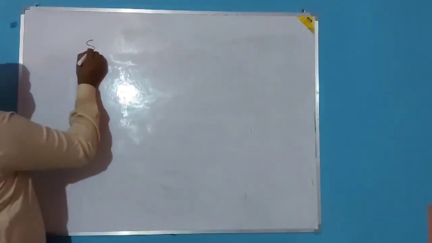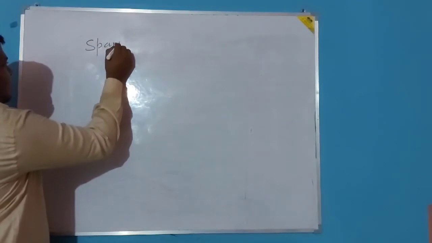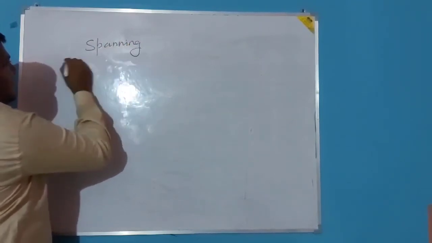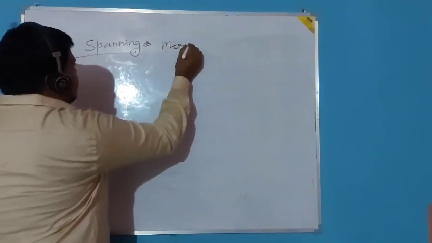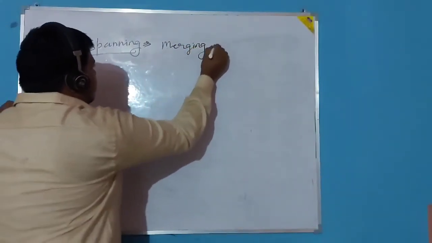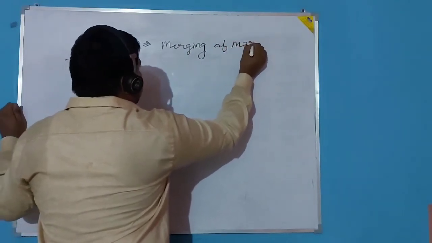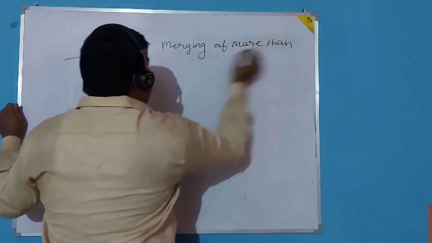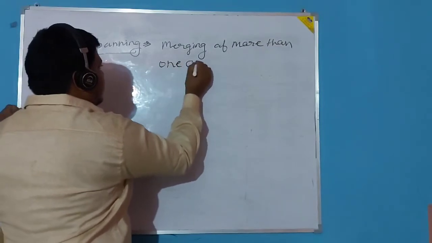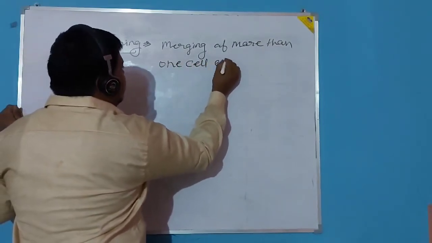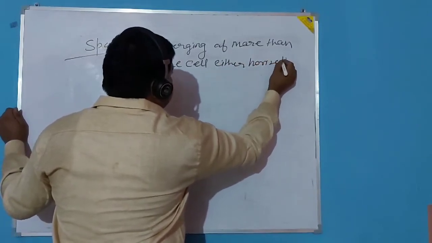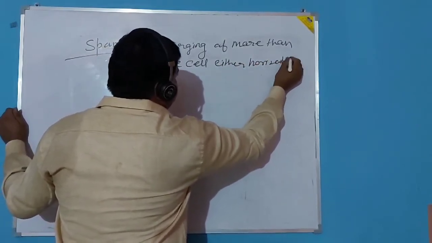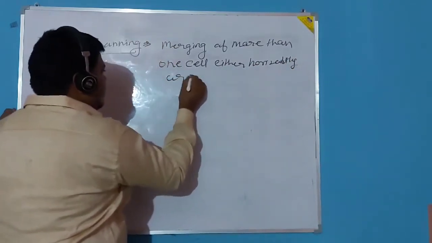So now we are going to learn another one that is known as spanning. Spanning means merging of more than one cell, either horizontally or vertically.